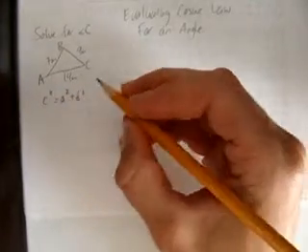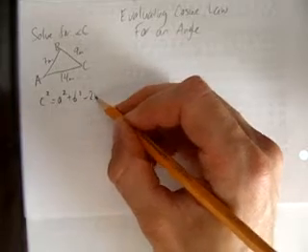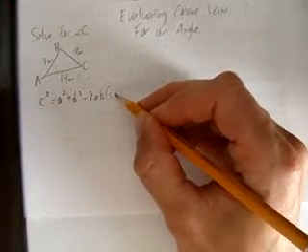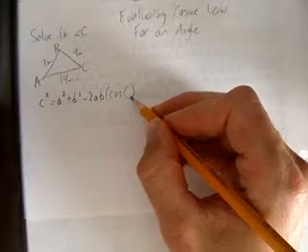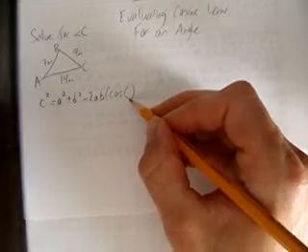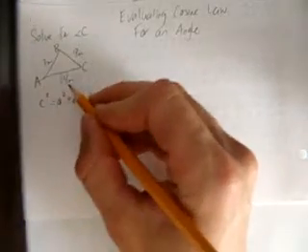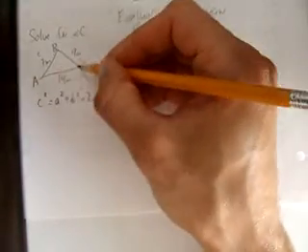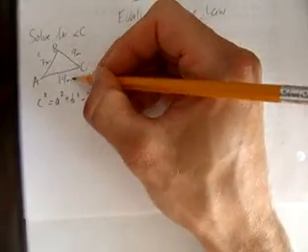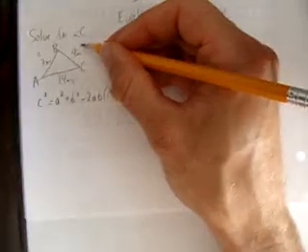Cosine law is on your formula sheet. It's c squared equals a squared plus b squared minus 2a times b times the cosine of c. And we're going to solve for this big C. Let's sub into these other letters. It might be helpful to label them. This is little c across from big C. This is little b across from big B. This is little a across from big A.